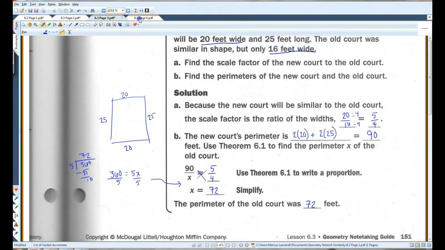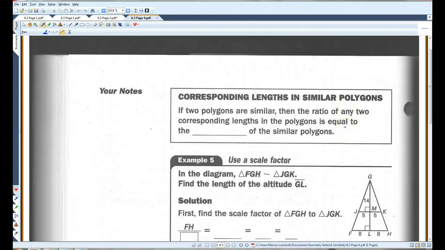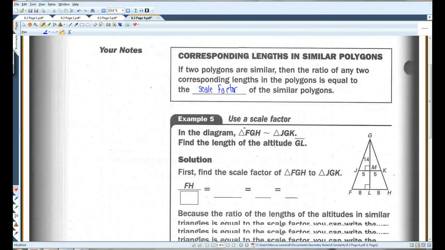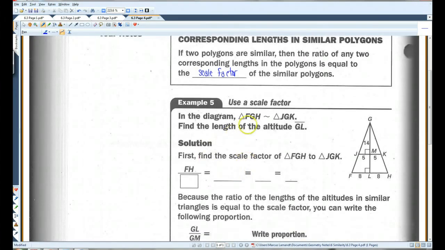Alright, last page. If two polygons are similar, then the ratio of any two corresponding lengths in the polygons is equal to the scale factor. We kind of already said that, but we can repeat it. In the diagram, triangle FGH is similar to triangle JGK. Okay? Find the length of the altitude GL.